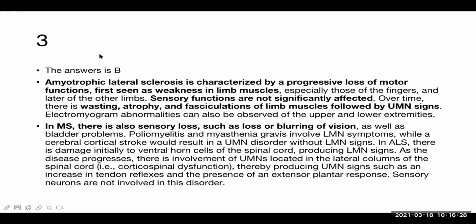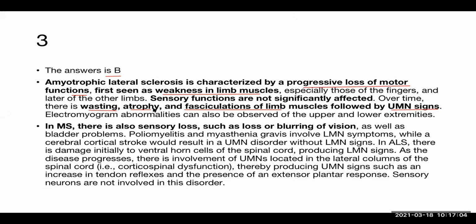Now, see here for the other students, let me go through this explanation once again. The answer is B here. Amyotrophic lateral sclerosis is characterized by progressive loss of motor function. First seen as a weakness in limb muscles, especially those of the fingers, and later of the other limbs. Sensory functions are not affected. Over time, there is wasting, atrophy, and fasciculations of the limb muscles, followed by upper motor neuron signs.